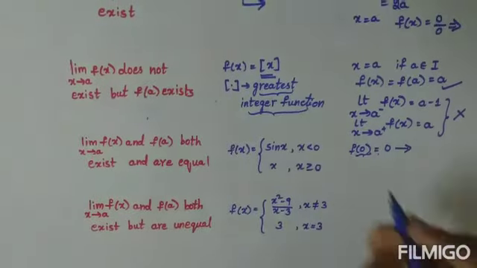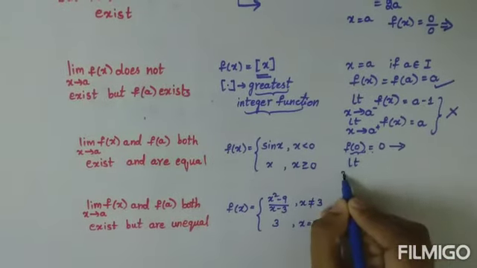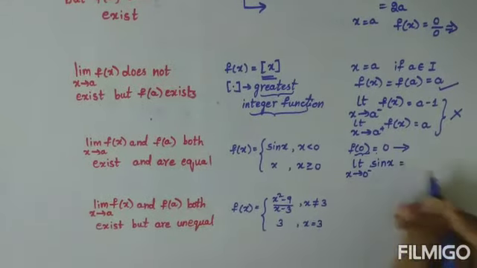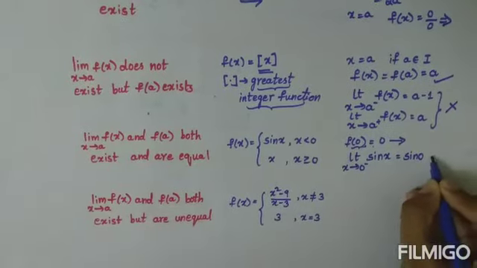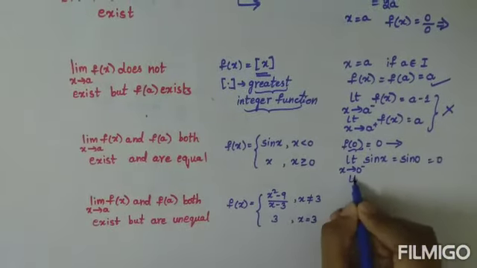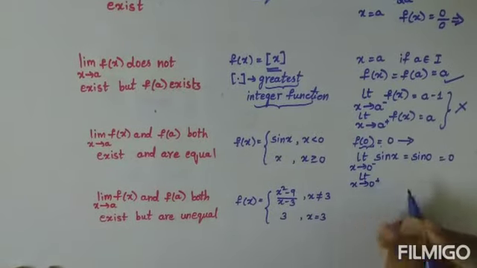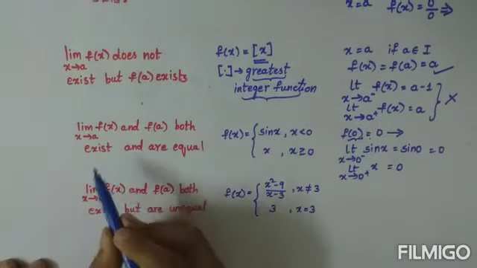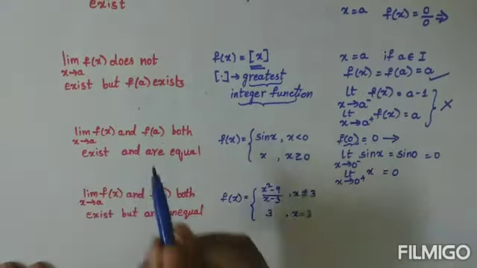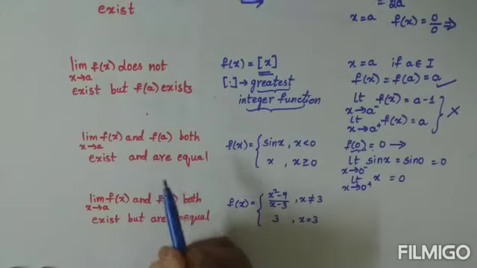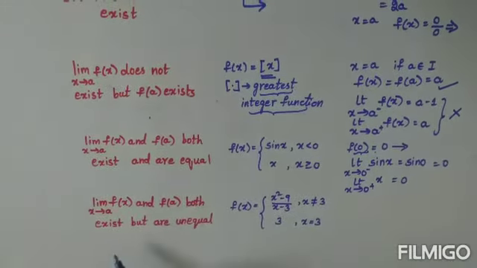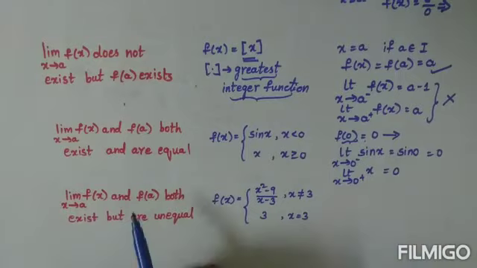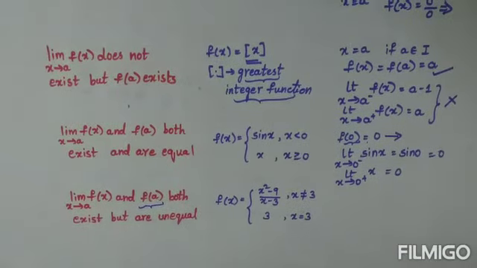Now if we observe the limit of the function, if we consider the left-handed limit, the value is sin x, which is equal to sin 0, and the left-handed limit is 0. If we observe the right-handed limit, the value of the function is x and the limit value is 0. So we observe that the limit of the function and the value of the function both exist and are equal. Now let us see the case in which the limit of the function exists and the value of the function too exists, but both are not equal.